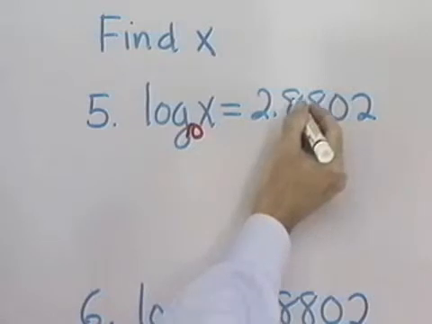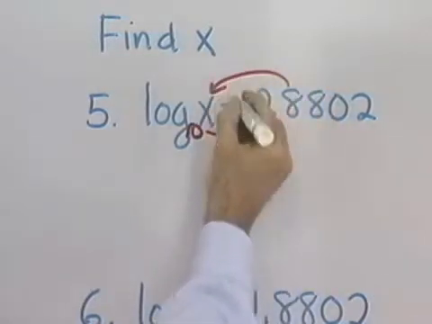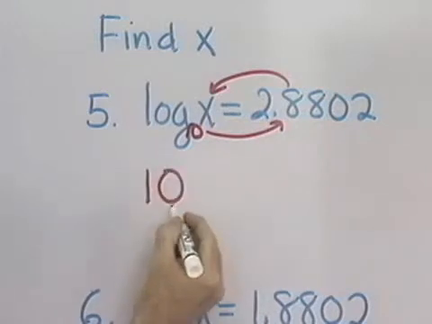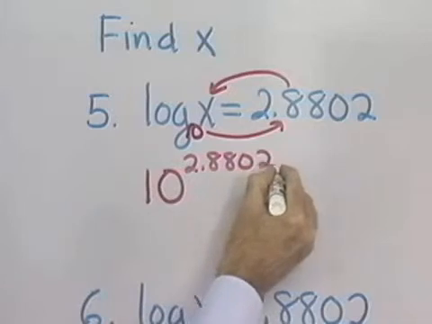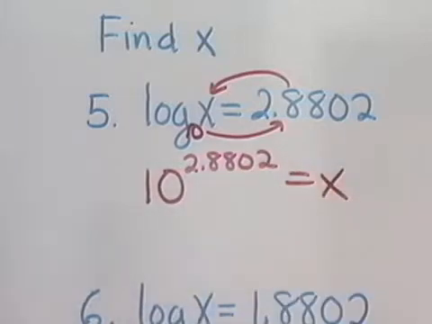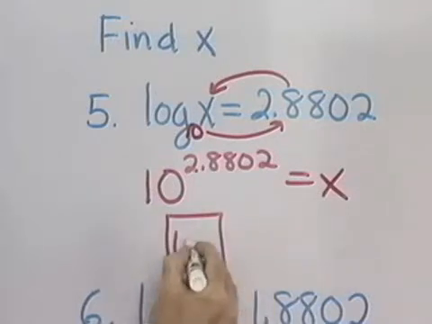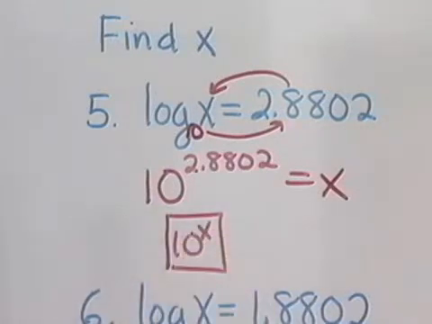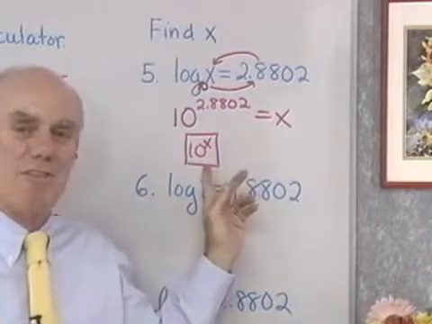We know from our definition of logarithms that this means that 10 to this number must be equal to x. So this is the same as saying 10 to the 2.8802 is equal to x. So I need to look on my calculator for the button that has 10 to the x power. It's usually right around where my natural logarithm button is. Sometimes it's the inverse of that button.